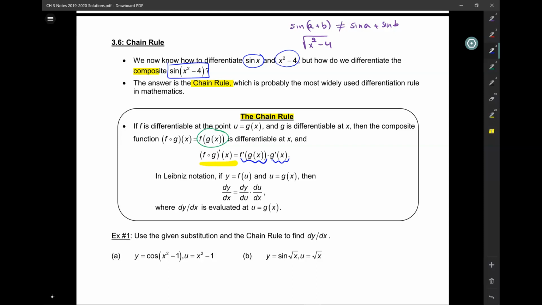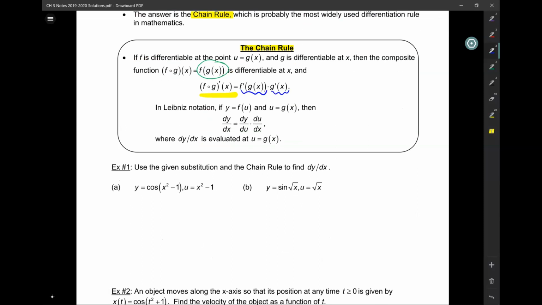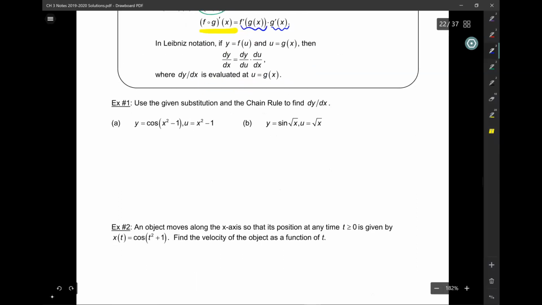So dy dx is dy du, the derivative of the outer function, times du dx. Okay. All right. Let's just do a couple. So first, the first thing you have to do is find the outer function and find the inner function. Let's do some examples, and then this will make sense to you. You won't even need it to make sense once we do some examples.